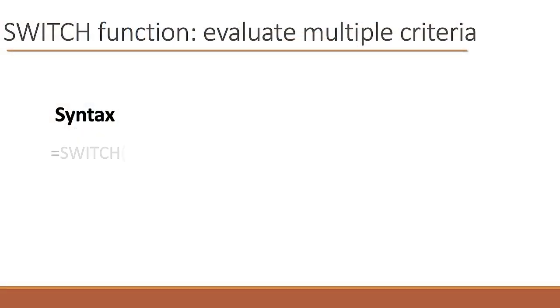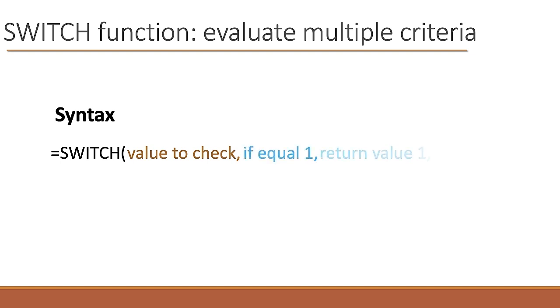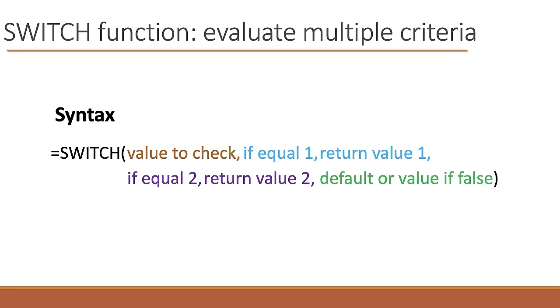So let's do a quick review. The syntax of the switch function: we say equals switch, open a parenthesis, and then we have a value that we're going to check. And then we can apply pairs. If that value equals this first thing, we return this first value. If that value equals a second thing, then we return a second value. You can have as many of these pairs as you want. And once you've exhausted all those, you put in a default value or the value of false.